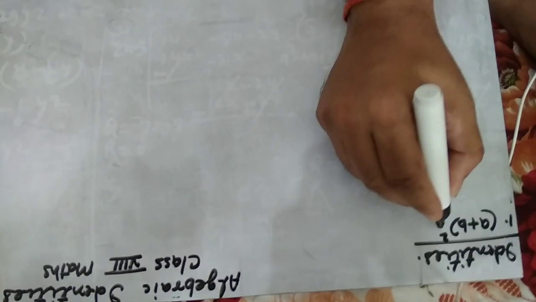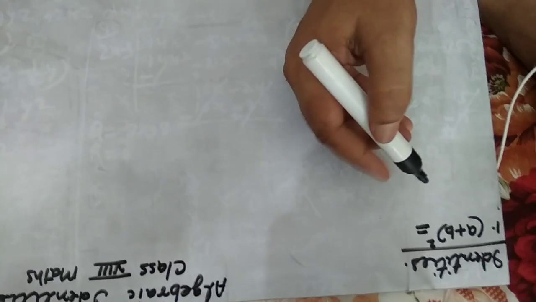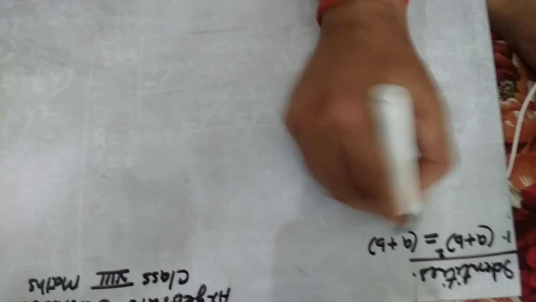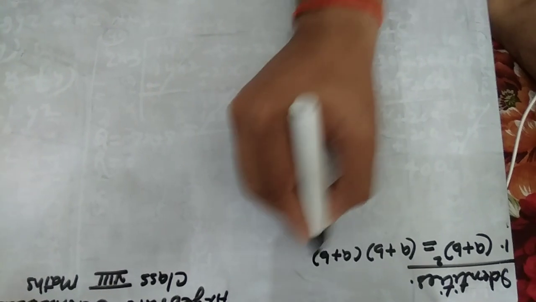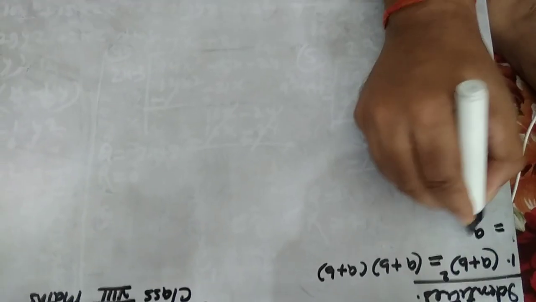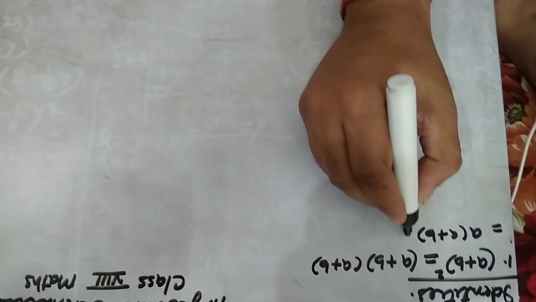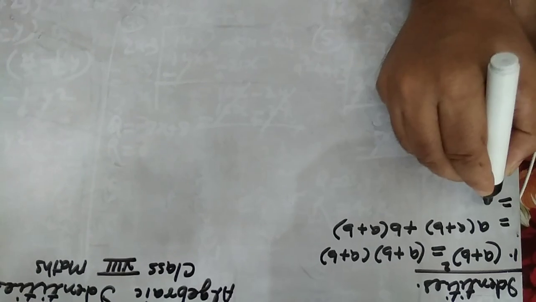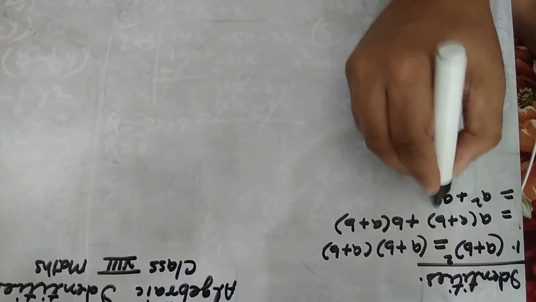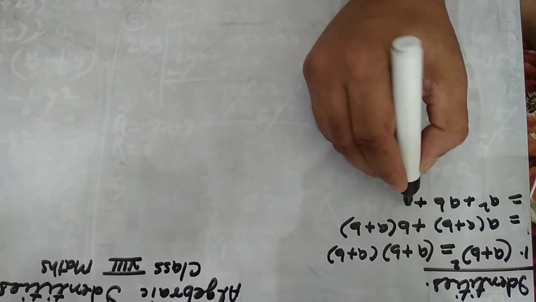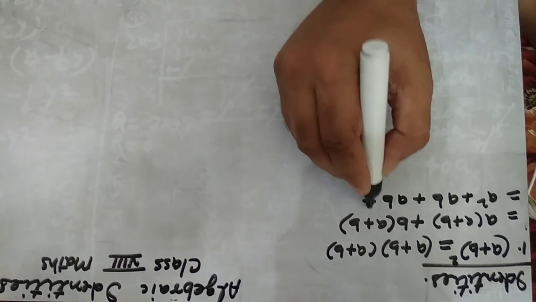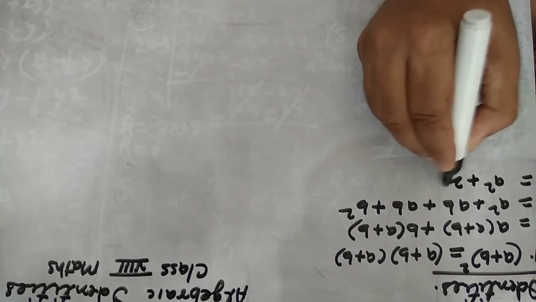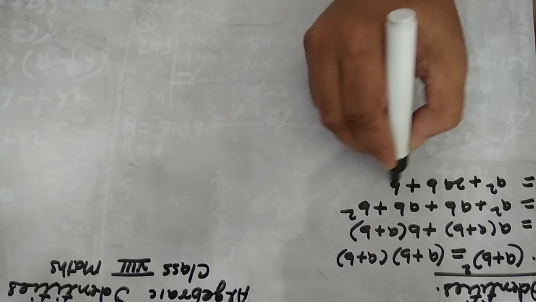I am going to find out this identity. (a plus b) square can be written as (a plus b) into (a plus b). Now multiply a into (a plus b) and plus b into (a plus b). It will be a square plus ab. After the multiplication of b, we will have ab plus b square. Means it becomes a square plus 2ab plus b square.